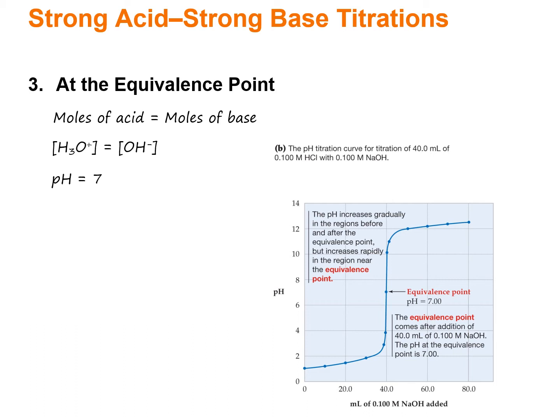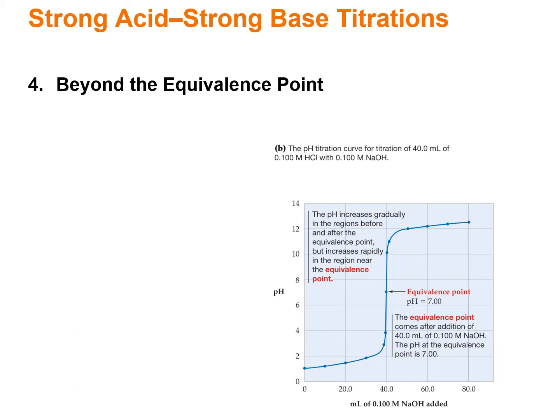So when we're dealing with a strong acid, strong base titration, the telltale that we're doing that type of titration and we don't have any weak acid or weak bases present is just that we have a pH of 7. Okay, so moving beyond the equivalence point, once we get past that, now you've neutralized all the hydronium ion. Now you're just basically adding sodium hydroxide. That's all you're doing.